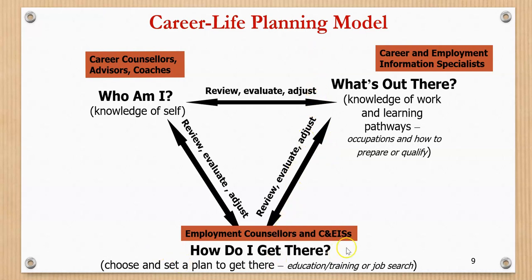How do you know if someone's in the How Do I Get There stage? Well, they've done all the work here. They're able to easily articulate who they are. They have a good handle on what's available to them as far as occupations that fit with who they are, as well as learning pathways and/or qualifications for a field. But now they need help with really pretty concrete tools.